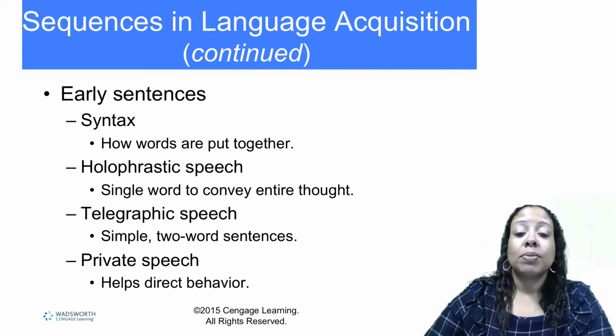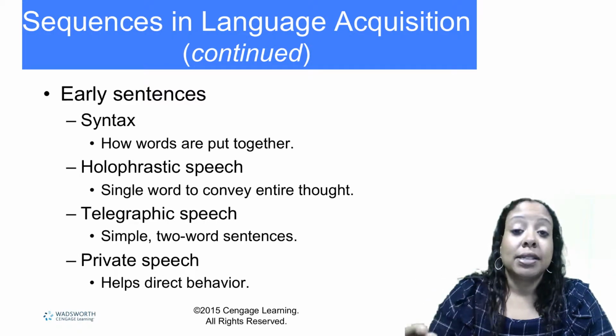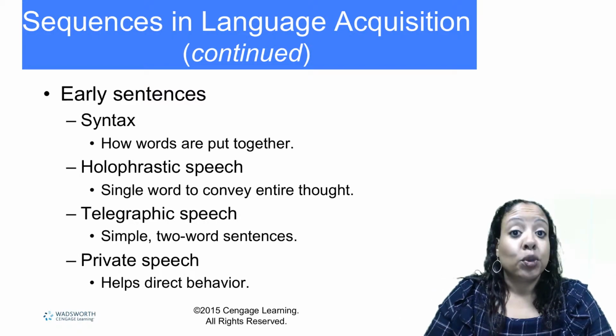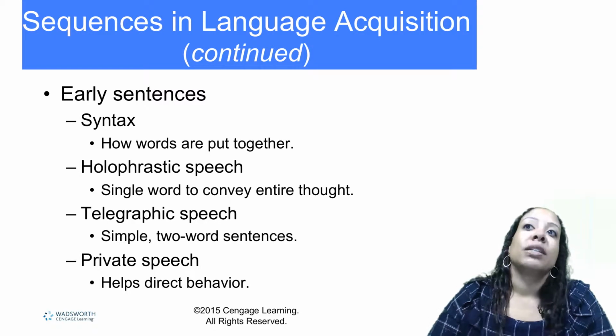Private speech helps direct behavior, right? So private speech would be speech that's done in a way that is individualized for the child, and that helps direct behavior.